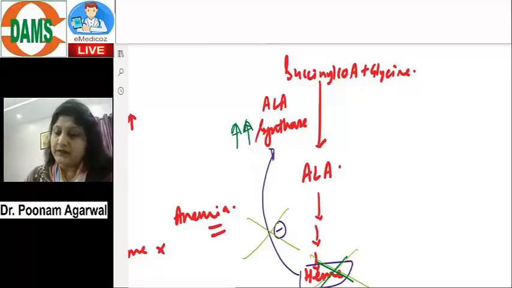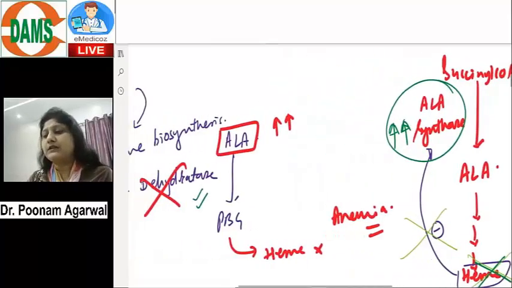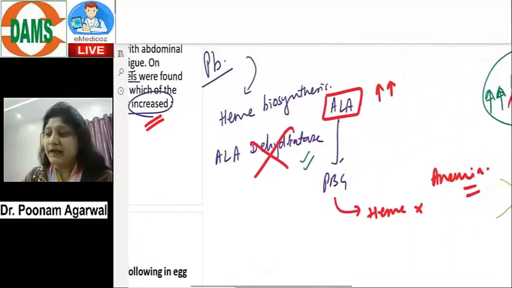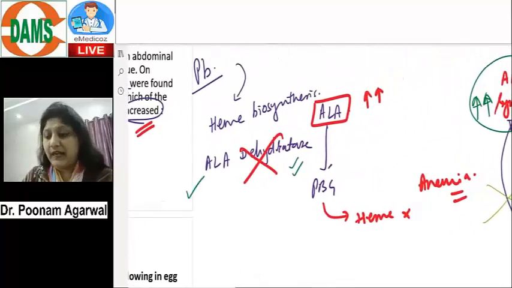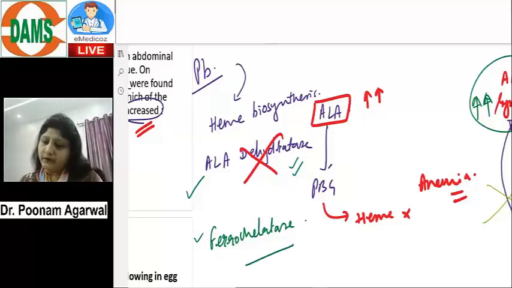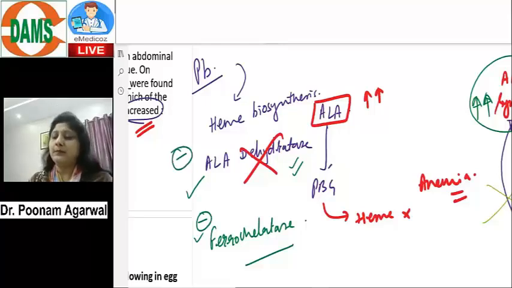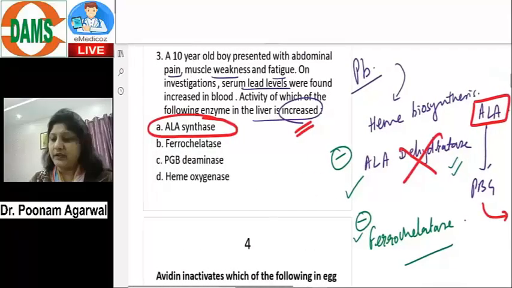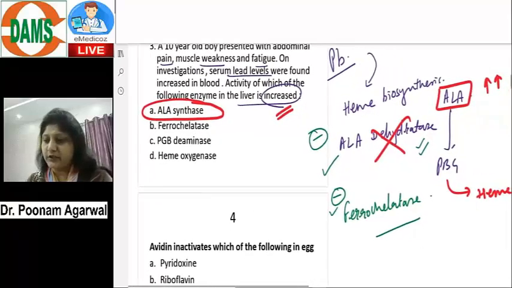So which enzyme activity is enhanced? You have to say ALA synthase activity is going to enhance in lead poisoning. All right. And it is not only one enzyme which is inhibited by lead. One I have told you is ALA dehydratase. Another to note is ferrochelatase, which is chelating the iron in the protoporphyrin 9 ring in the final step of the heme biosynthesis. That also is inhibited by lead poisoning. So at times they ask you which two enzymes are getting inhibited in lead poisoning. So you have to say ALA dehydratase and ferrochelatase.